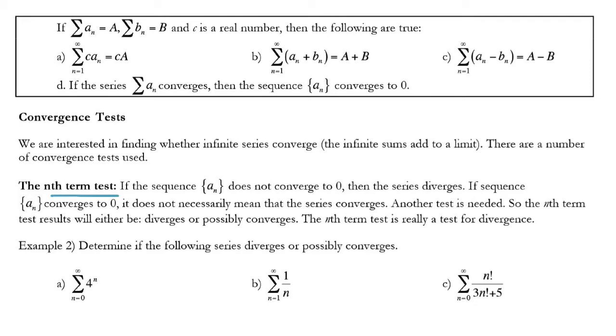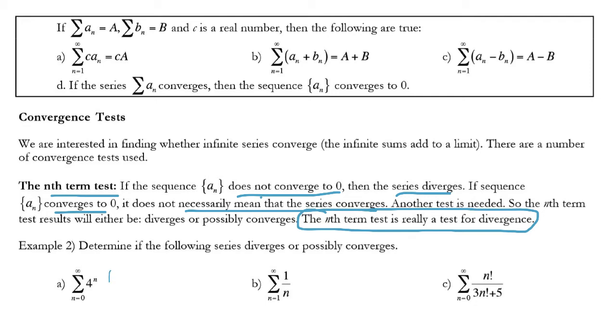The nth term test: if the sequence does not converge to 0, then the series diverges. If the sequence converges to 0, it doesn't necessarily mean that the series converges. So you're like, well, why are we even looking at this then? This statement is really looking for divergence. And it doesn't take very long to do your limit as n approaches infinity and just very quickly see, will I have some kind of limit value, or will I shoot off to infinity? So let's look and see, what does that mean for these problems? Well, example 2 is a great example for us to look at.